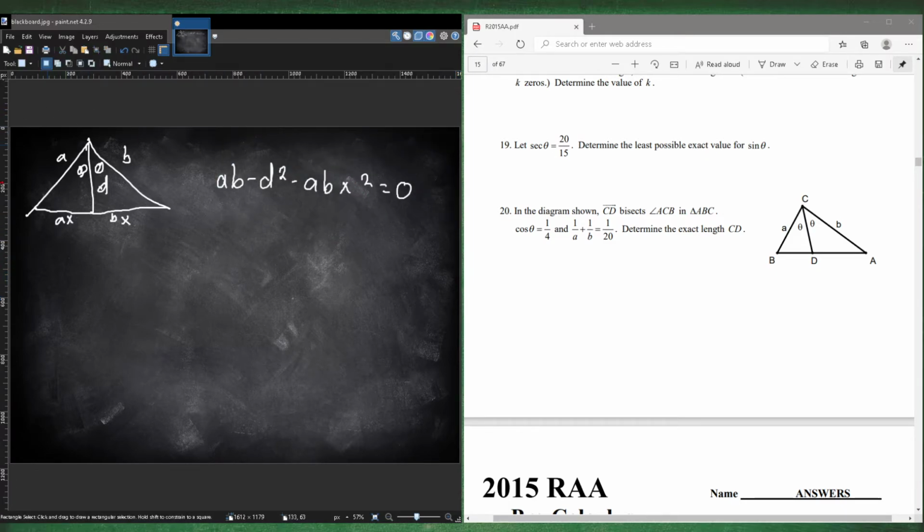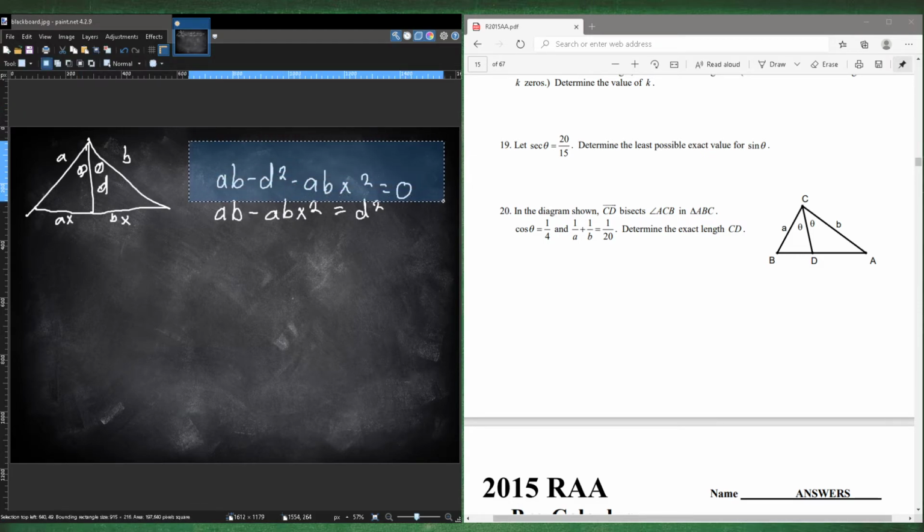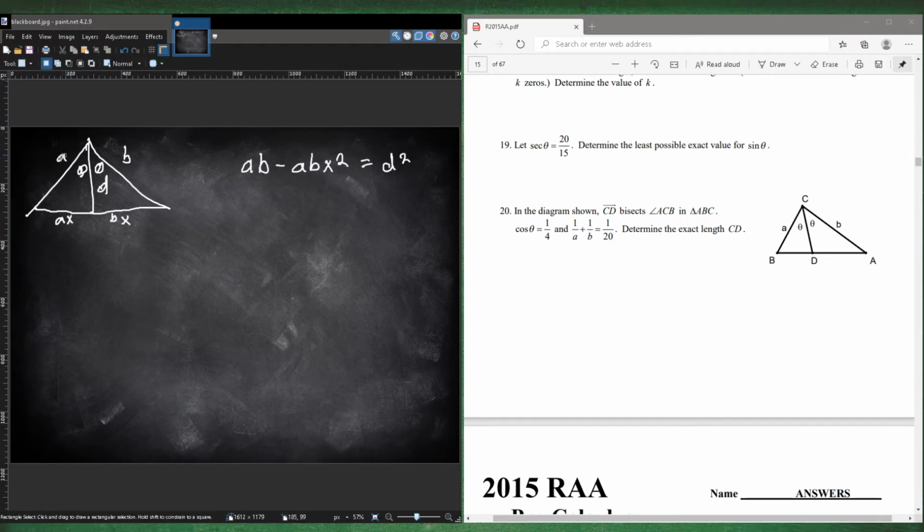So what does this equation give us? Well, we need to find d, right? So we could rewrite this as ab minus abx squared is equal to d squared. So let's delete this. And we just need to find out x squared because then we can plug in this equation to get d squared.